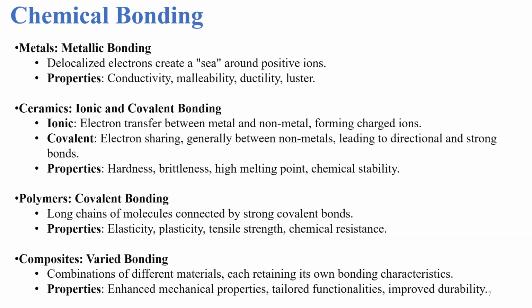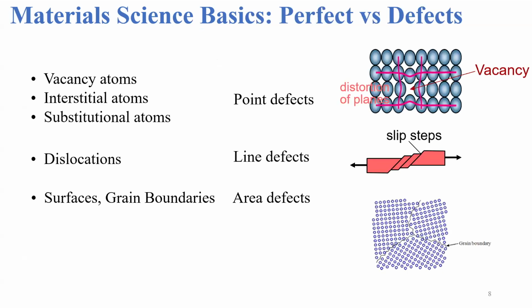Similarly, polymers are usually covalently bonded materials. They have long chains of molecules connected by strong covalent bonding, and that leads to properties such as elasticity, plasticity, tensile strength, and chemical resistance. For composites, we can have varied bonding because they are combinations of metals, ceramics, and polymers, and this leads to enhanced mechanical properties, tailored functionalities, and improved durability. So that is the importance of mixing different classes of materials in composites.